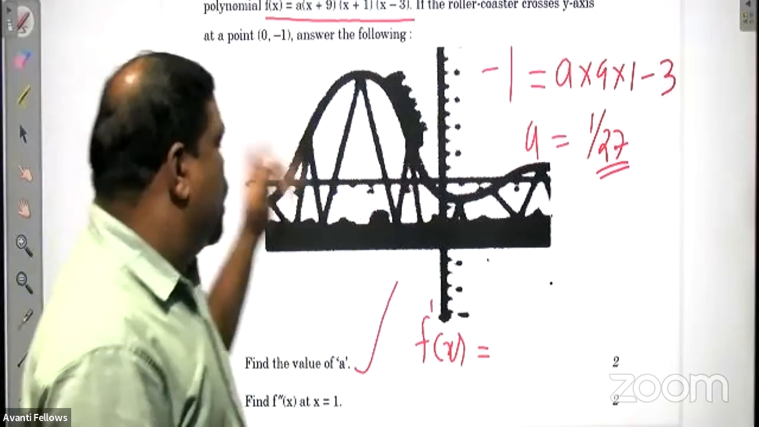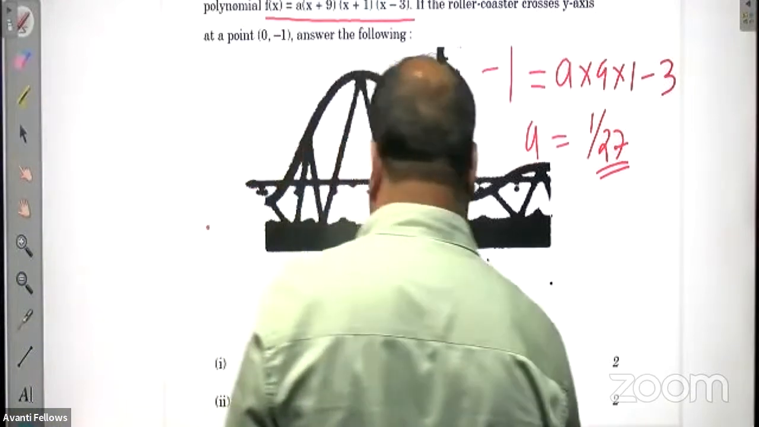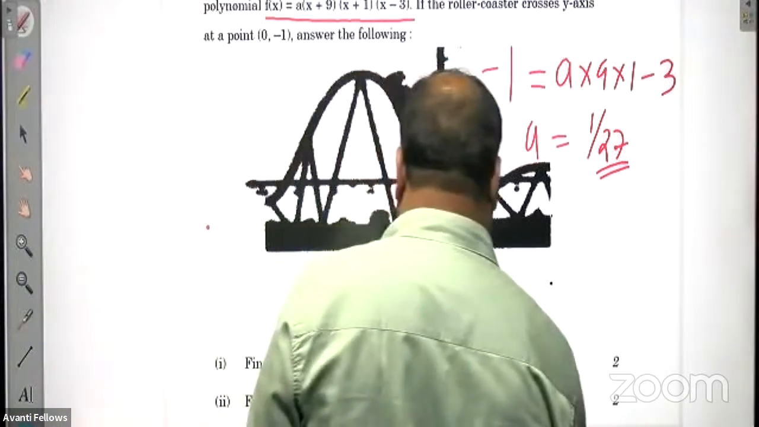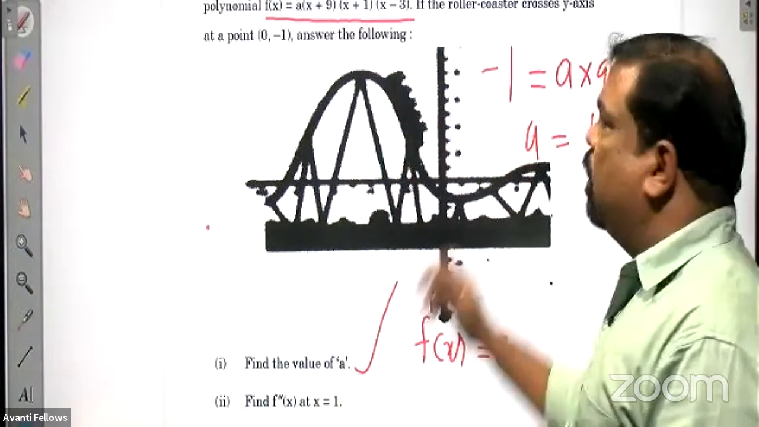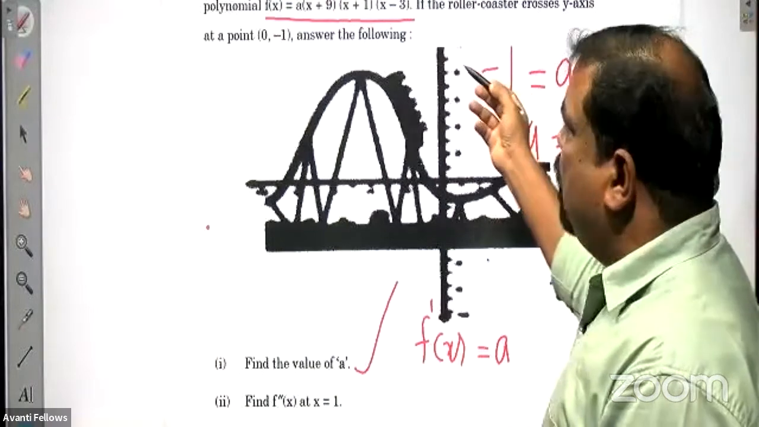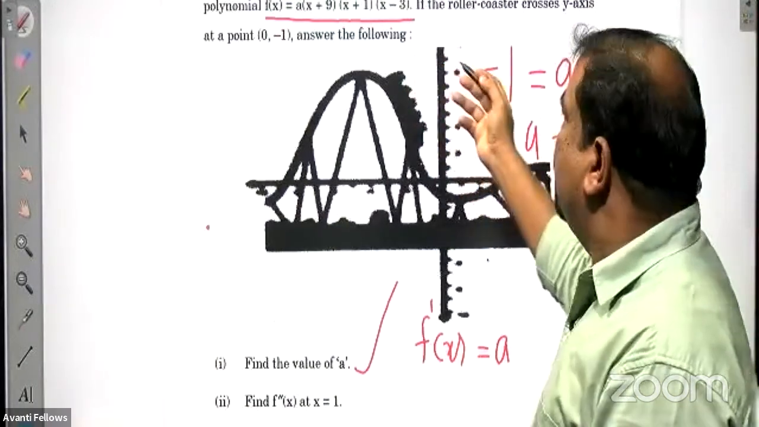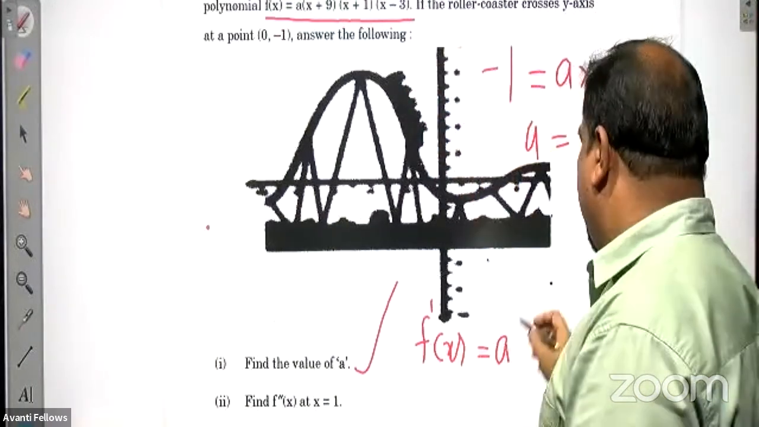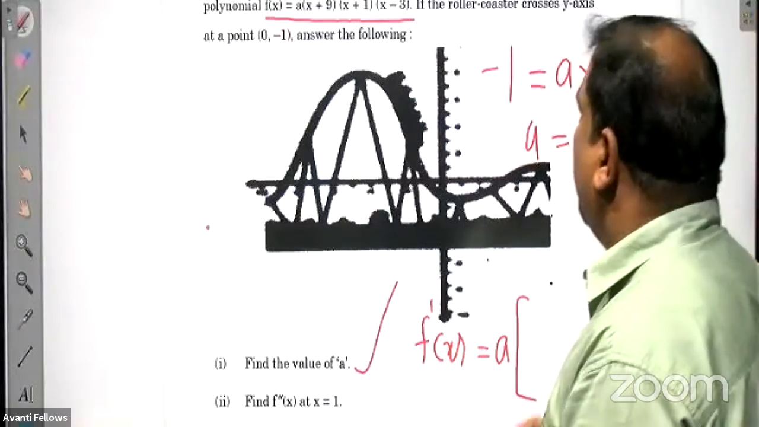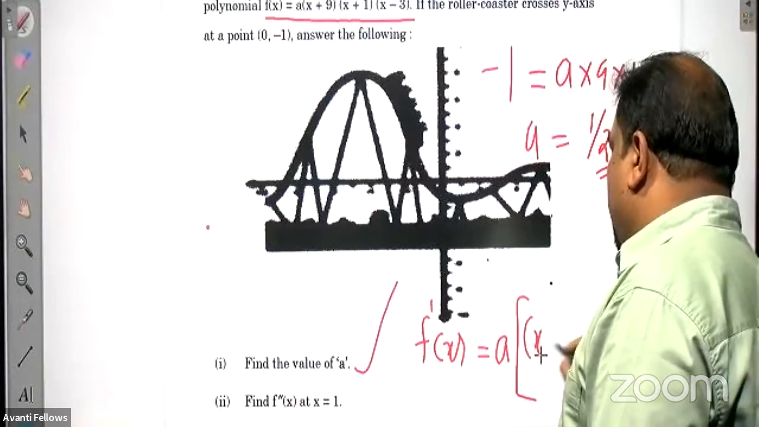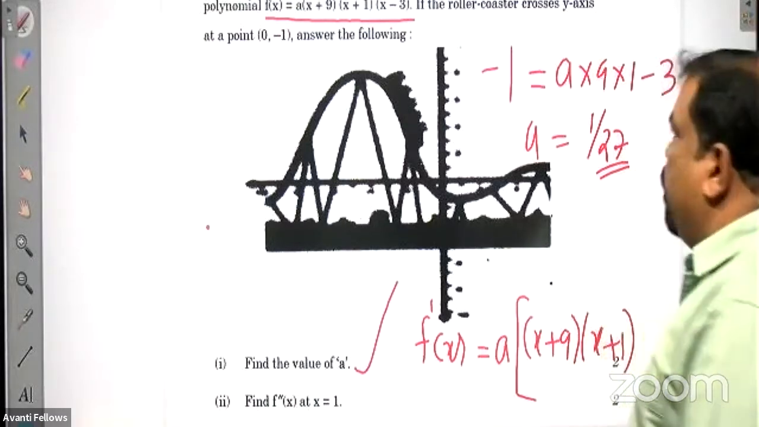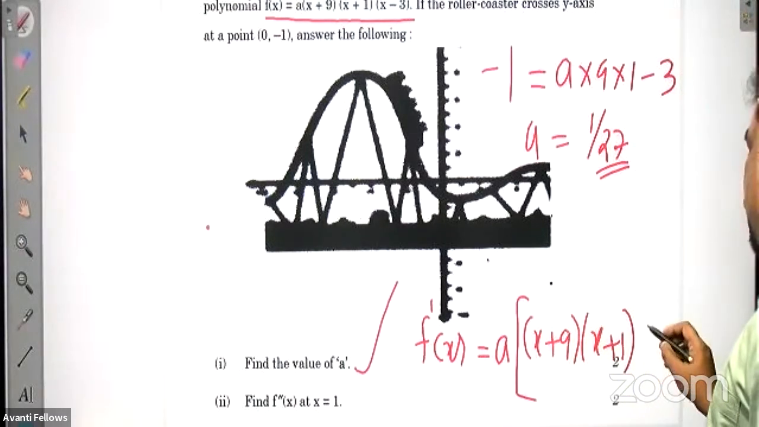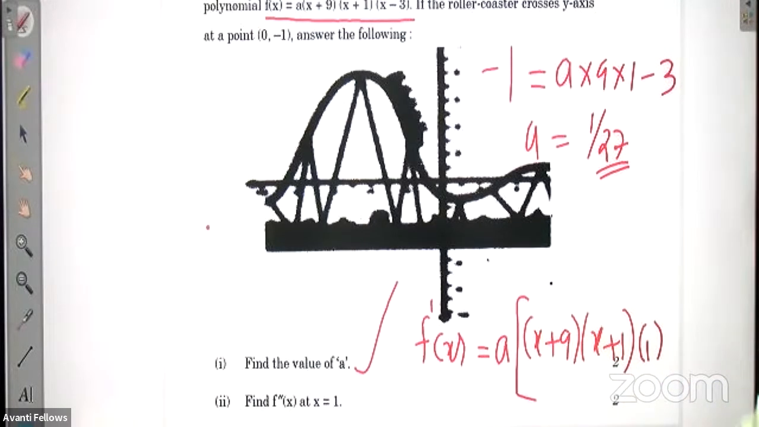So what you will get? A into, I think there is no need of explaining this differentiation actually. Everybody is familiar with it. A is a constant, you can take it outside. Then take any two together, x plus 9 into x plus 1. The derivative of the third one, x minus 3, will be 1 only.